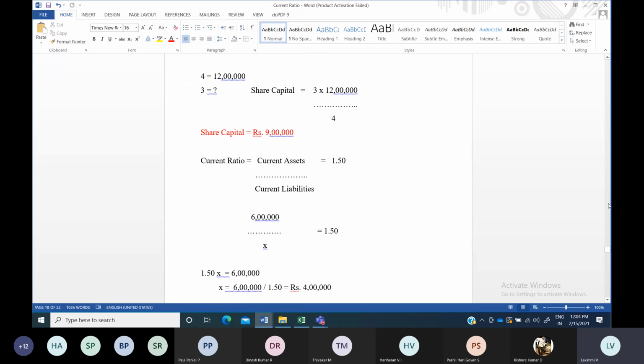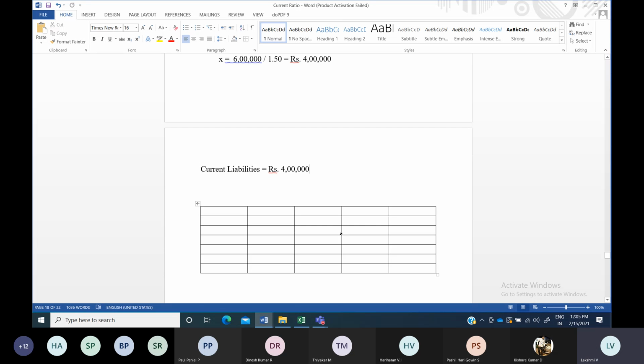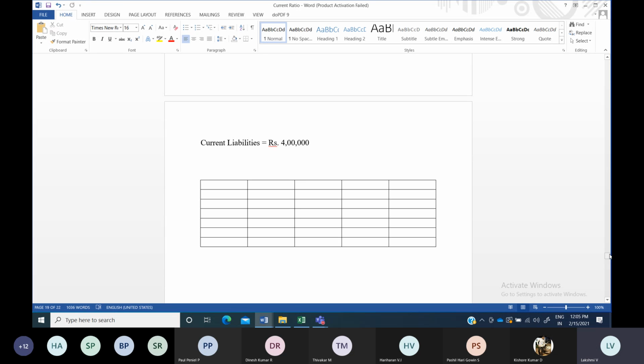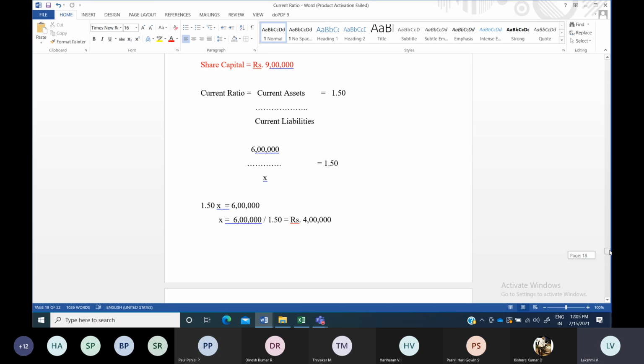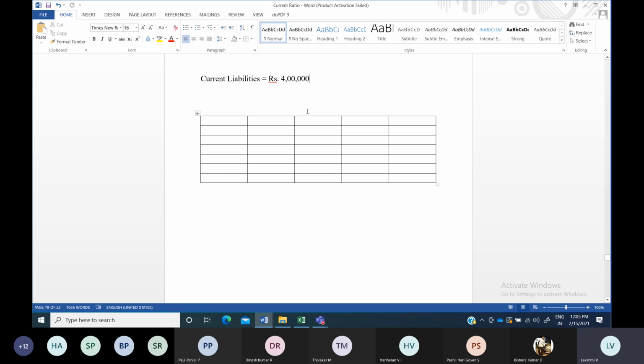Now if you see in this problem, we have done almost everything. Only the balance sheet part is remaining. We have to prepare that one. So we have found out all the information. Now let us start with the balance sheet.